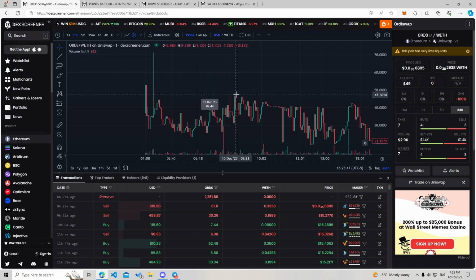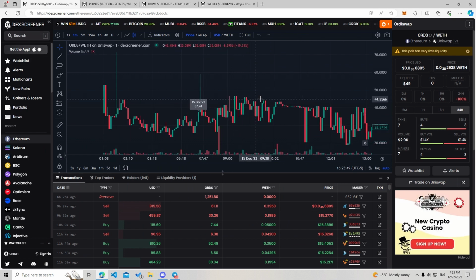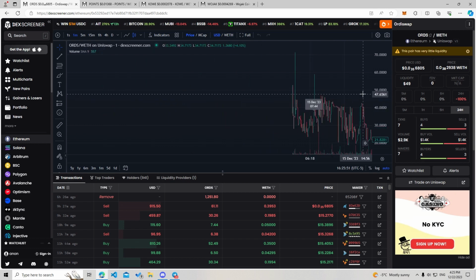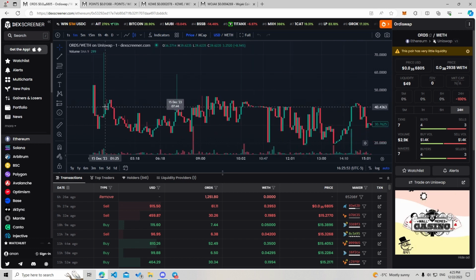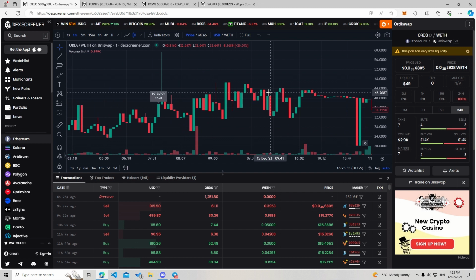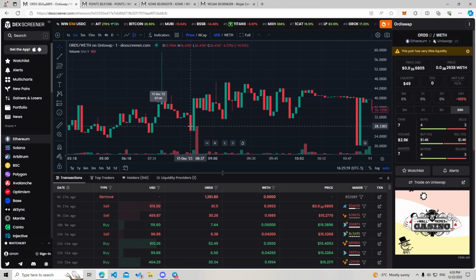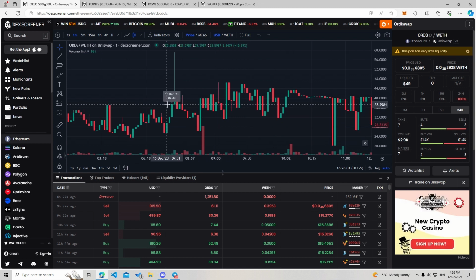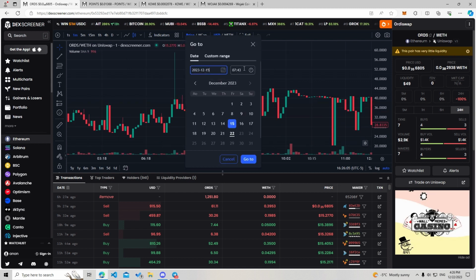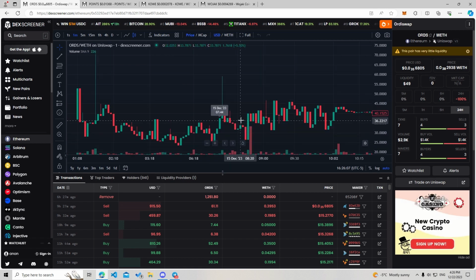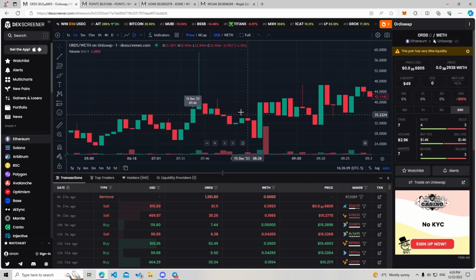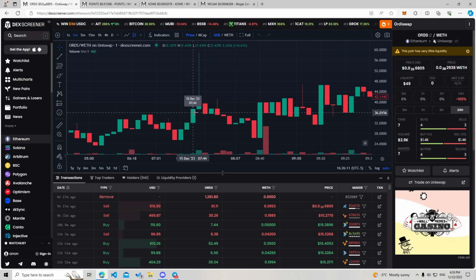Now, last example, ORDS. Let's take a look at this chart. This would have been a quick play. I believe this was a quick play, but this was a beautiful one at that. So it was caught at 7:43 p.m. on the 15th of December. So it's caught right here, right?